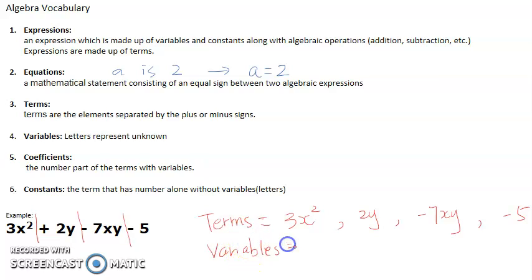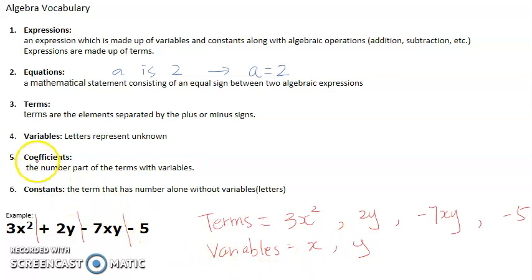Now what are the variables? Variables are usually the letters that represent an unknown figure. The reason we call them variables is that we don't know the exact value of it and we know that it can vary. So all the letters that you see will be variables. Very straightforward. Variables are the letters that you can see. So we can see x and we can see y.